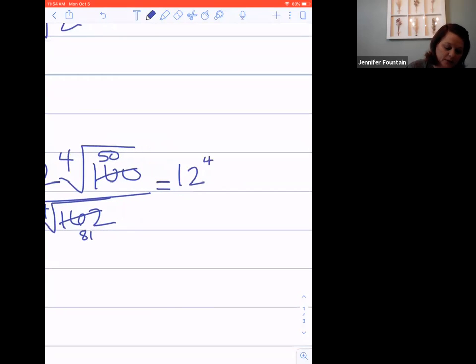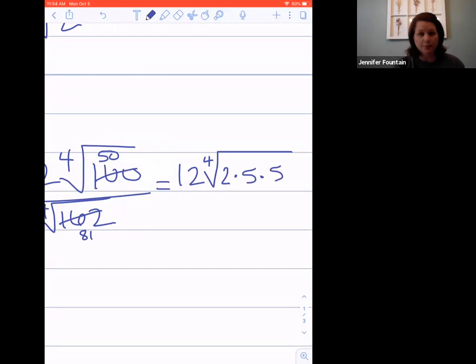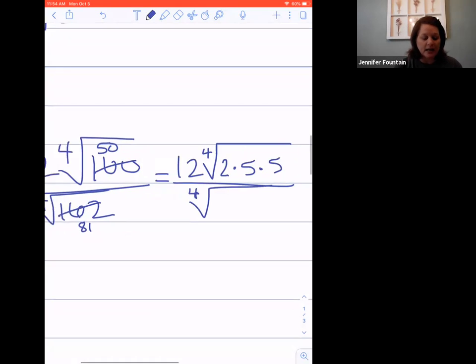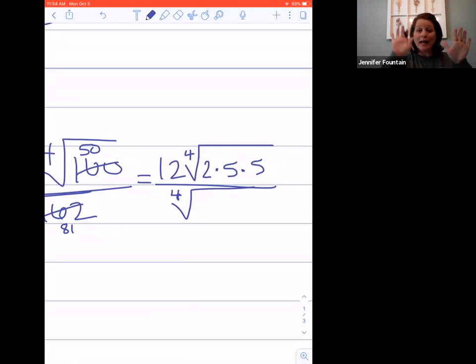I'm going to do 12 times the 4th root of 50, and I'm going to break down 50. 50 is 2 times 25. 25 is 5 times 5. By breaking this down, I can see whether or not I'm going to be able to simplify. Same thing with the denominator. I've got the 4th root of 81. It is not even, so I know I cannot divide 81 by 2, but I can divide it by 3. I know that 9 times 9 makes 81. And what makes up 9? 3 times 3, right? So I know I've got 3 times 3 times 3 times 3.